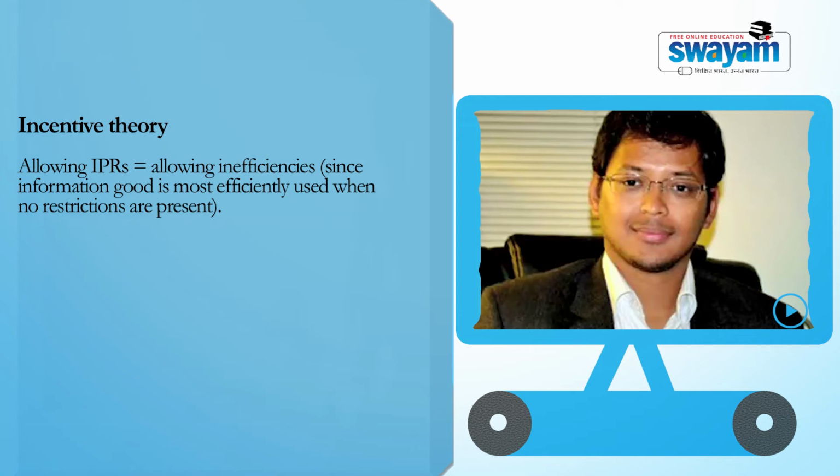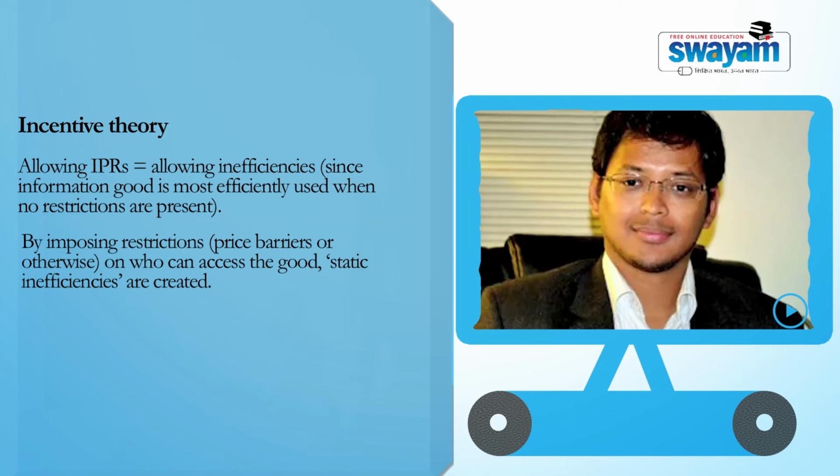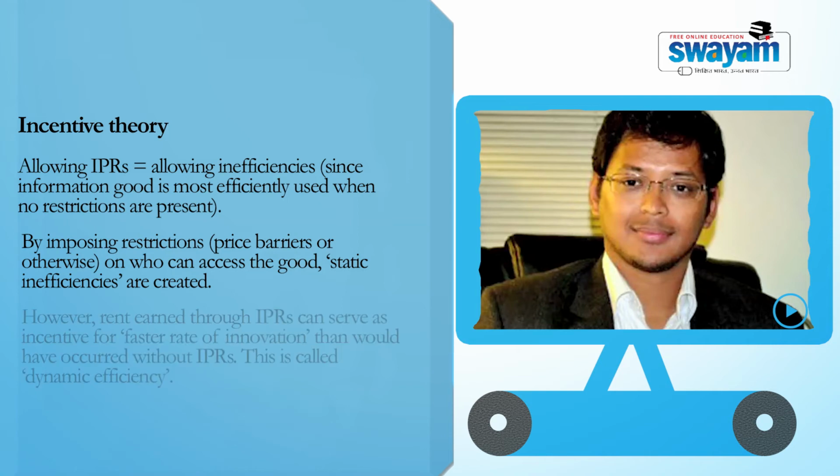So the question now arises, why do we allow them? The static inefficiencies, that is all these inefficiencies I just described, act as an incentive to increase the overall rate of innovation. That is to say, unless they were present, creators or innovators would not be incentivized into coming up with that good in the first place. Thus, the static inefficiency is seen as necessary for what is known as dynamic efficiency.